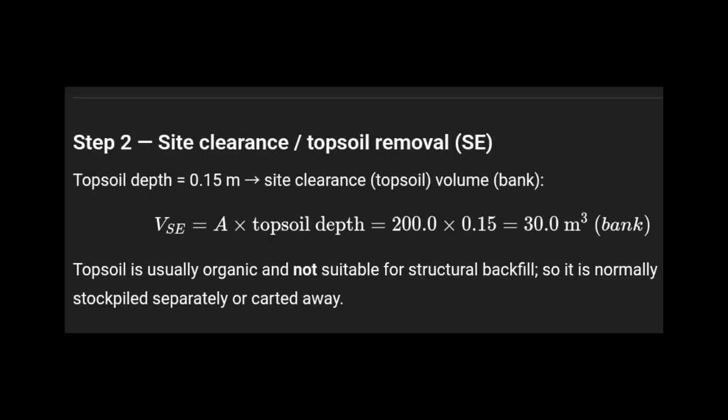Step 2. Site clearance, topsoil removal. We remove the topsoil because organic material is unsuitable for supporting structures. Topsoil depth is 0.15 meters. So the volume of site excavation is 200 square meters times 0.15, giving 30 cubic meters of topsoil. This material is not used in structural backfill, so later we will subtract it from the usable spoil.